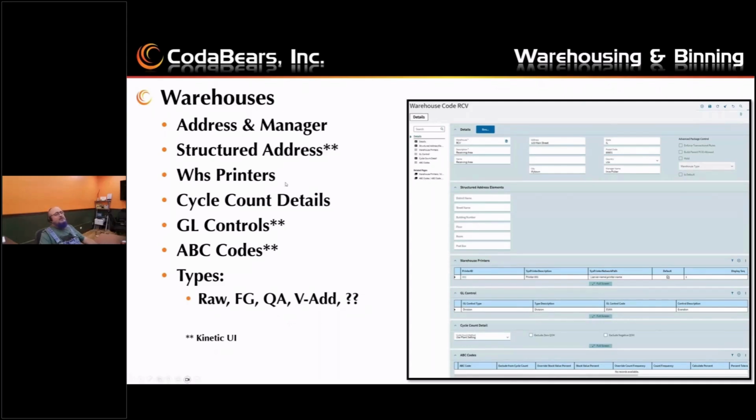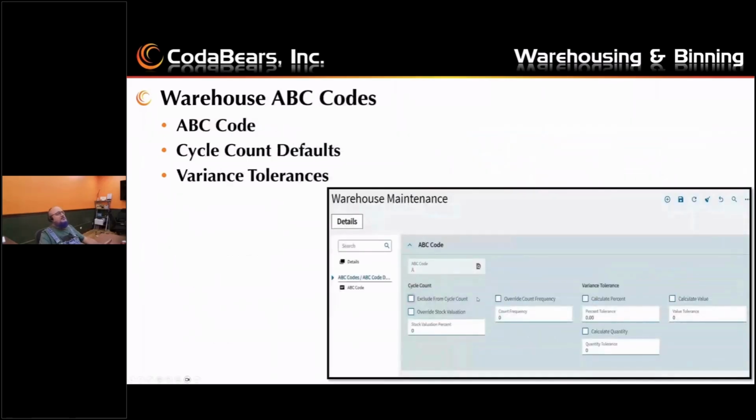Again, the areas that are new are the structured address and the positioning of the GL controls and ABC codes here on the warehouse. If you're not using Kinetic, you're not going to be seeing these. Those ABC codes inside the warehouse, the cycle count defaults here, and our variance tolerances can be overridden on a warehouse by warehouse basis rather than having one setting that applies to the entire plant.